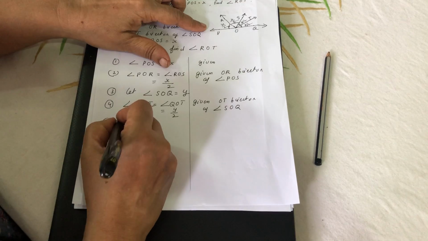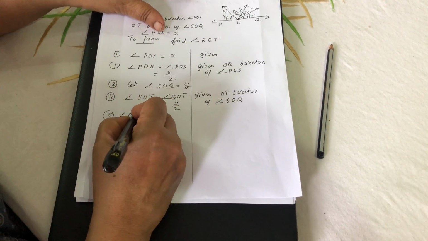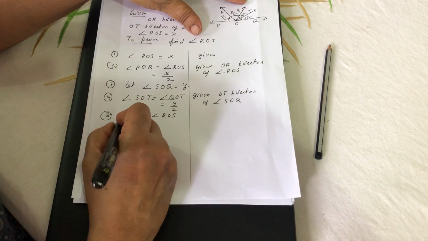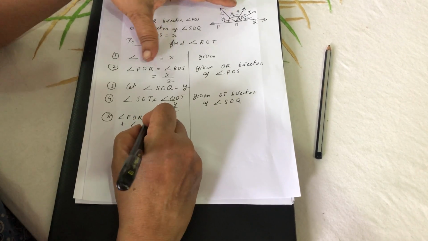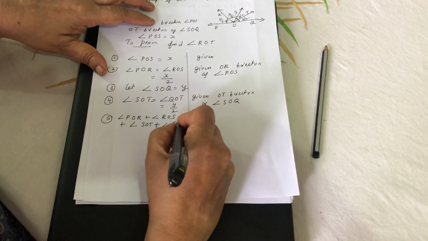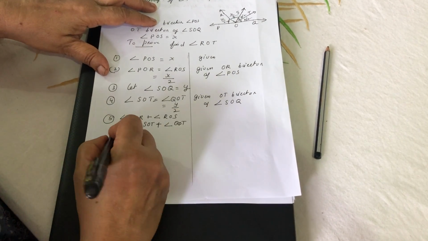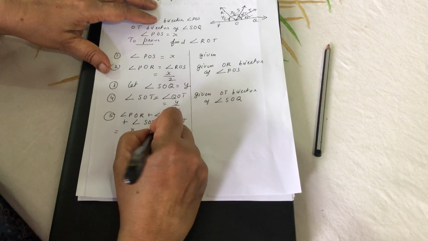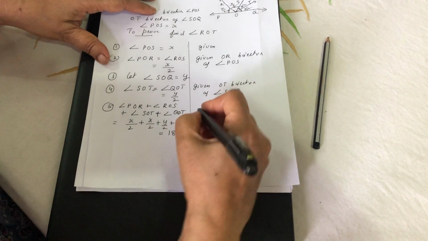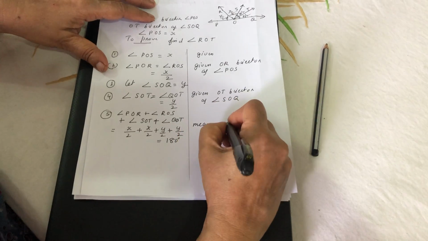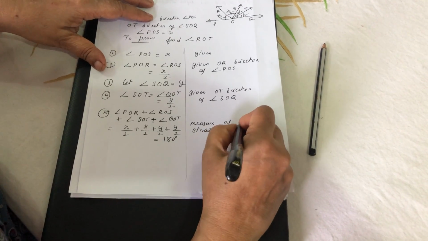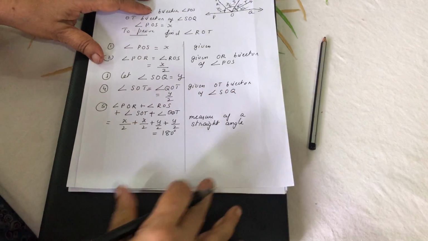Fifth one, angle POR plus angle ROS plus angle SOT plus angle QOT is x by 2 plus x by 2 plus y by 2 plus y by 2 equal to 180 degrees. The reason is the measure of a straight angle. All these four angles together form a straight angle.